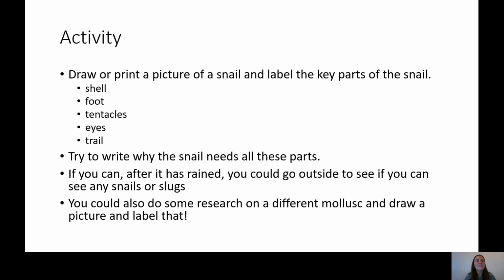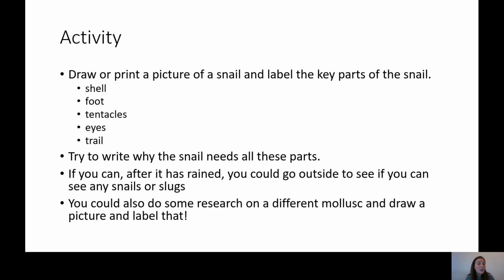So, your activity today, I would like you to draw or print a picture of a snail and label the key parts of this snail. So these are the key parts I would like you to label. I would like you to label the shell, the foot, the tentacles, and the eyes. And even though it's not actually part of the snail itself, I'd also like you to draw a picture of the trail it leaves of that mucus, and I'd like you to label that as well.